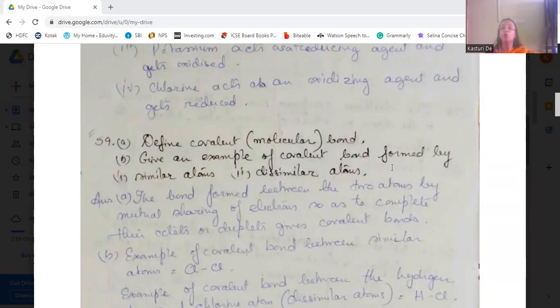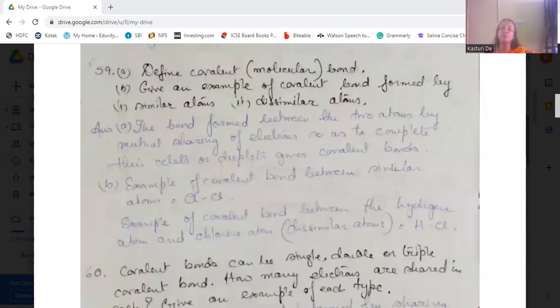Now, give an example of covalent bond formed by similar atoms and dissimilar atoms. Similar atoms, that is chlorine, chlorine. Two similar atoms forming a covalent bond. Then an example of a covalent bond between two dissimilar atoms is a hydrogen atom and a chlorine atom, that is, hydrogen chloride is formed. One atom of hydrogen combining with one atom of chlorine.